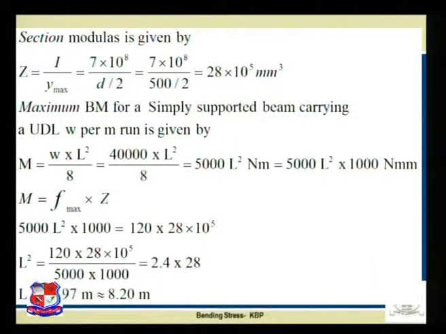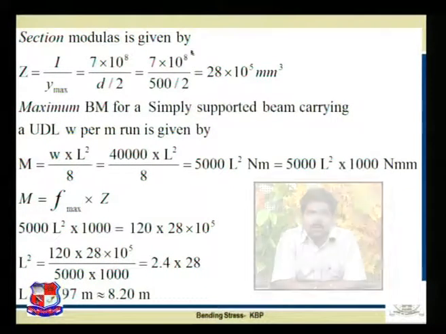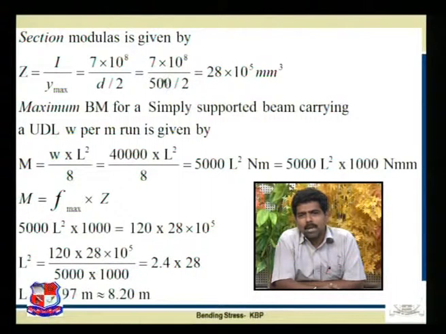Now section modulus Z we can find out with the equation I by Y max. I is known to us, 7 into 10 raised to 8, y max is d by 2, that is 500 by 2, that is 250 mm. By using simple calculation, we can find the value of Z is 28 into 10 raised to 5 millimeter raised to cube.